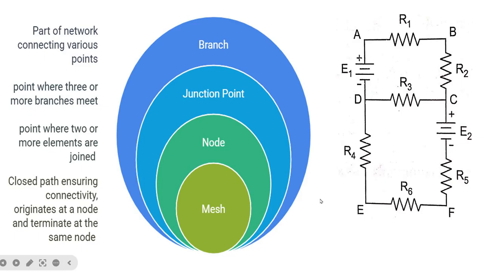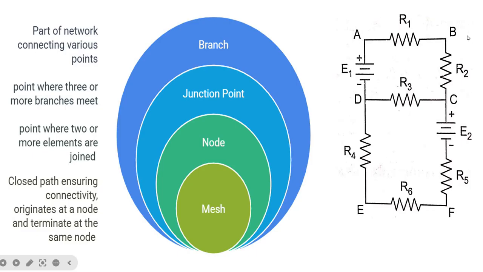Another way to define a loop is, it is a closed path which originates from a particular node, travels through some other nodes, that is F, E, D, and again comes and ends at the same node, that is C. But the condition is it should not travel through the same node twice. So what is a mesh? A mesh or a loop is a set of branches which form a closed path. Another way to define it is a closed path which originates at a node, travels through various other nodes, and ends at the same node, but does not travel through the other nodes twice. So this is called a mesh.